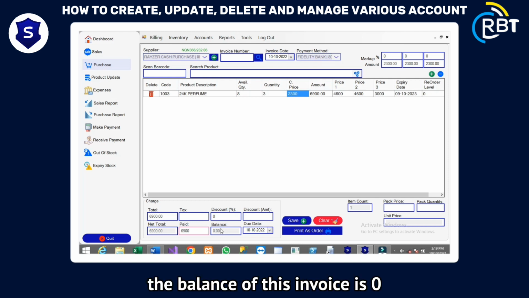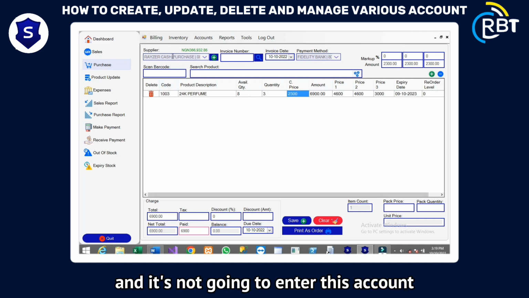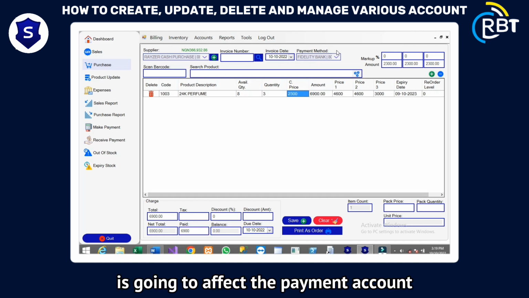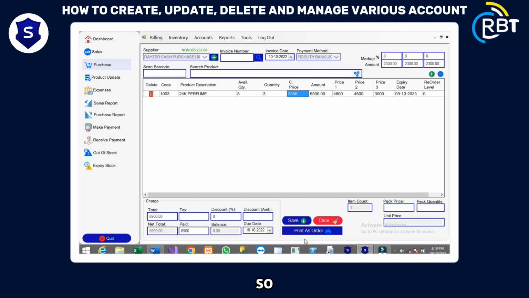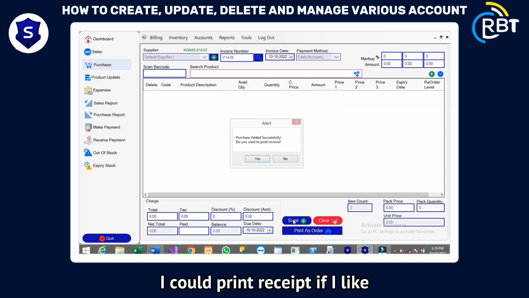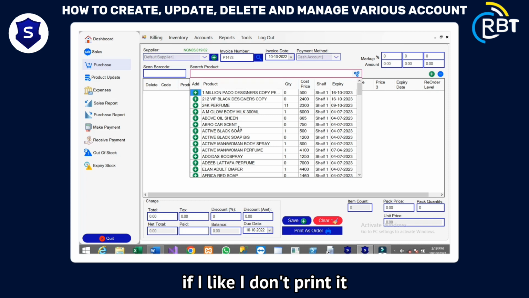So the balance of this invoice is 0, and it's not going to enter this account because it's been paid, right? It's been paid for, so it's not going to affect your supplier's account. All it's going to affect is the payment account. So imagine I save this transaction now, that is 6,900. I could print the receipt if I like. If I like, I don't print it.